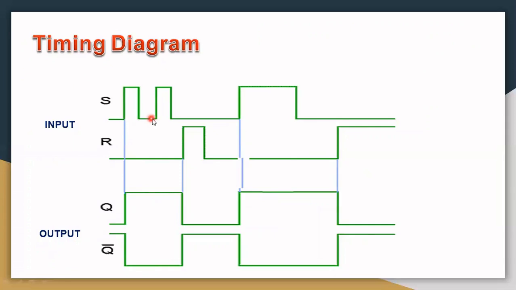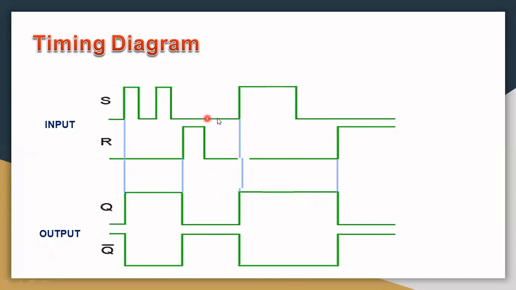And I am giving the same input S high once again. Therefore, there is no change. This state will change only when R is equal to high. So when I am giving R high, it suddenly changes to low state. Q changes to low and Q dash comes to high state.